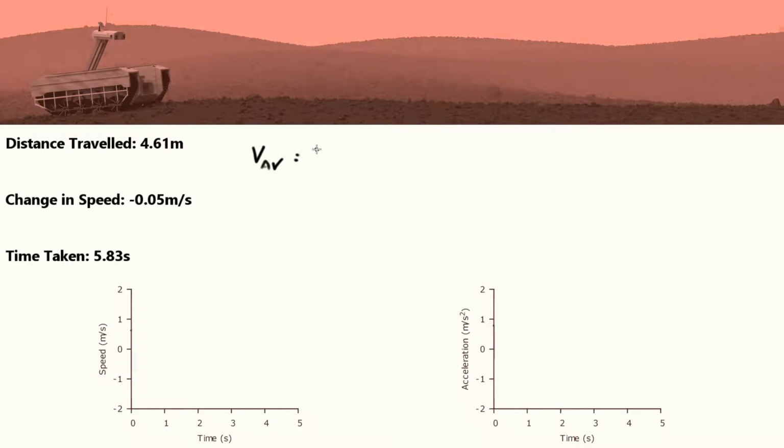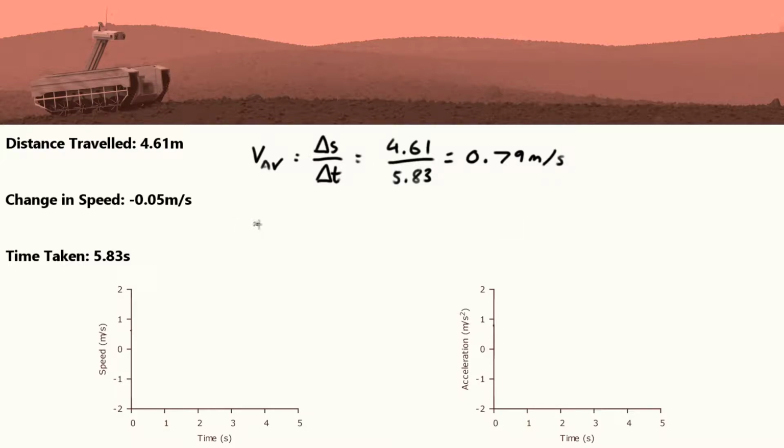We know that this is equal to the change in distance over the change in time, which, if we sub in our values, is going to be 4.61 divided by 5.83. This will be equal to 0.79 meters per second.